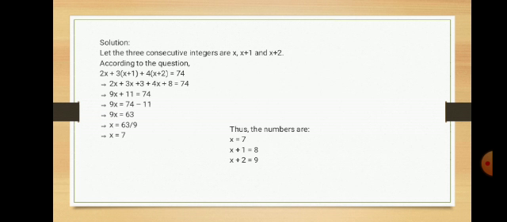And the third one is x plus 2, that is 7 plus 2, which is equal to 9. Now we multiply with the 2 first: 2 into 7 is equal to 14. Next, 3 into 8: 8 3s are 24, and the third one is 4 9s are 36. We can add 14, 24 and 36. The sum of all these three is equal to 74.